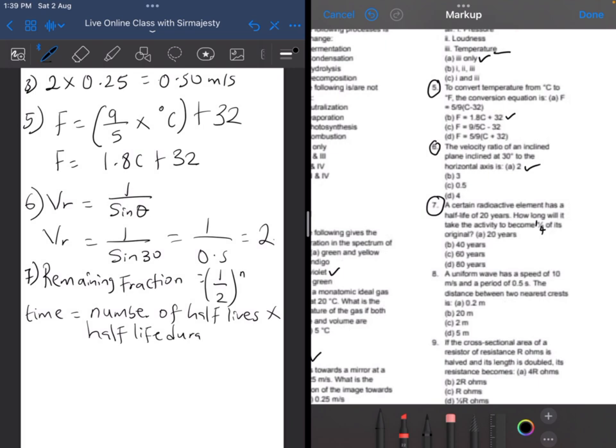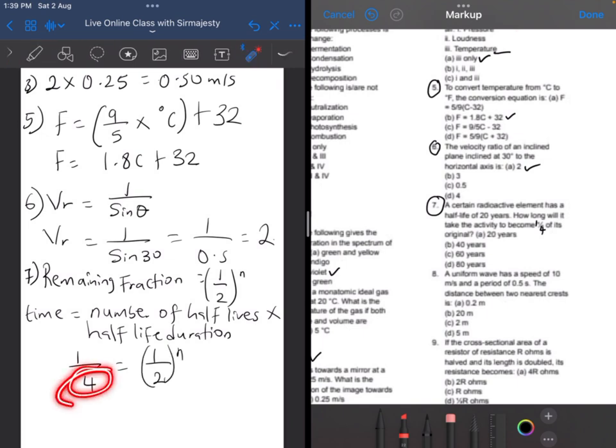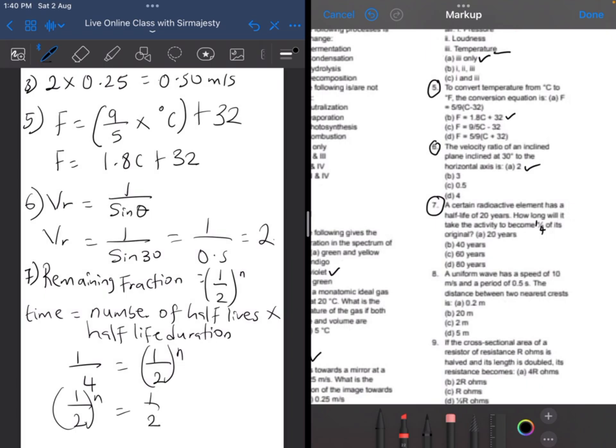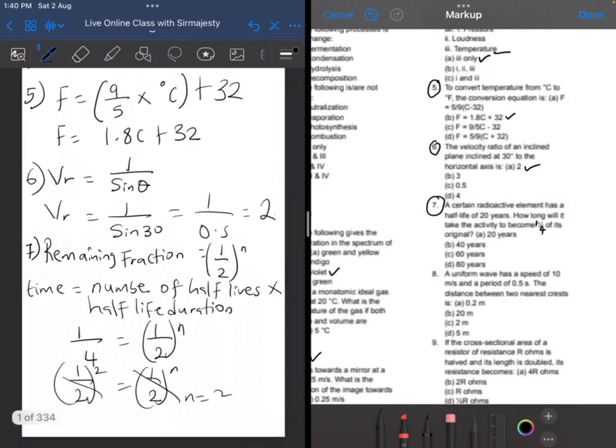You understand? So now they gave us our remaining fraction as 1/4 in this question. So let's substitute it here. 1/4 is equal to (1/2)^n. Reducing this 4 to its lowest term gives me (1/2)^2, because 2 raised to power 2 is 4. So cancelling, n is automatically 2.